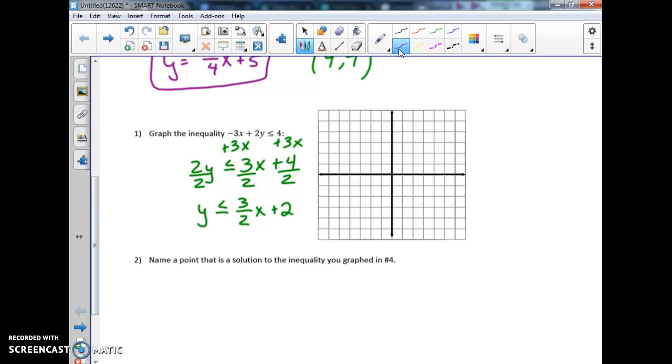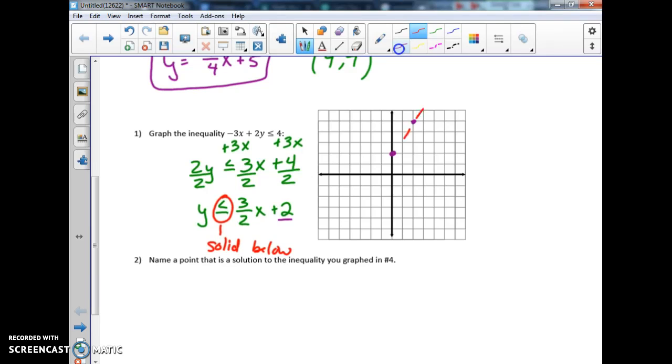Okay. So now I'm going to put the points for where the line belongs. So plus 2 is my y-intercept. I'm going to go up 2 and put a dot. And then my slope is 3 over 2, so I want to rise 3 and run 2. So rise 3, run 2 puts me right here. And if I look at the sign in front, that tells me it's going to be a solid line, and I want to shade below, because it's a less than sign.